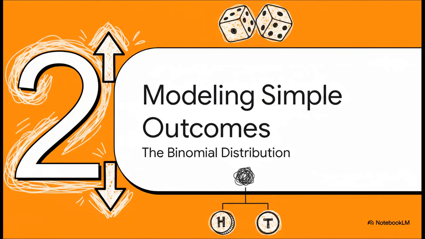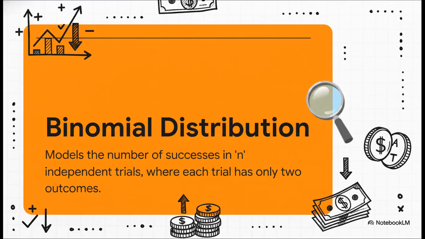All right, so we've got our basic terms down. Let's start building up our toolkit. We're going to begin with a really powerful model that's designed for the simplest kind of uncertainty there is, when something can only go one of two ways. So say hello to the binomial distribution.